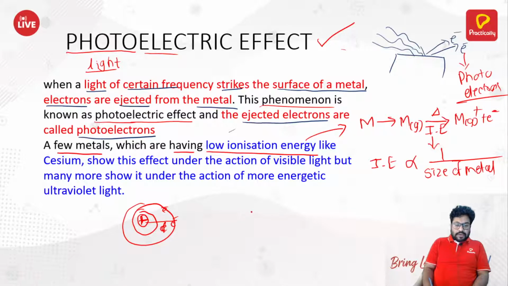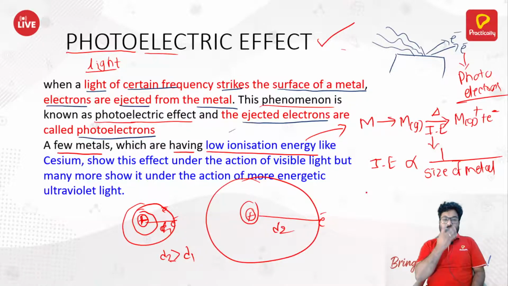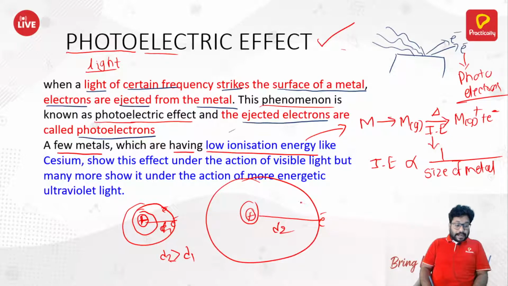The electron is here. If you consider another metal which is large in size, the gap between nucleus and electron is large. So this is D2 and this is D1. D2 is larger than D1. When D2 is larger than D1, the force of attraction between nucleus and electron is less in D2. If this attraction is less, it can easily lose this electron, which means its ionization energy is less.